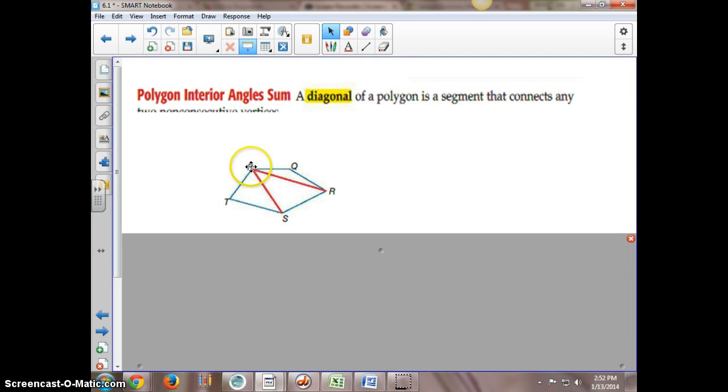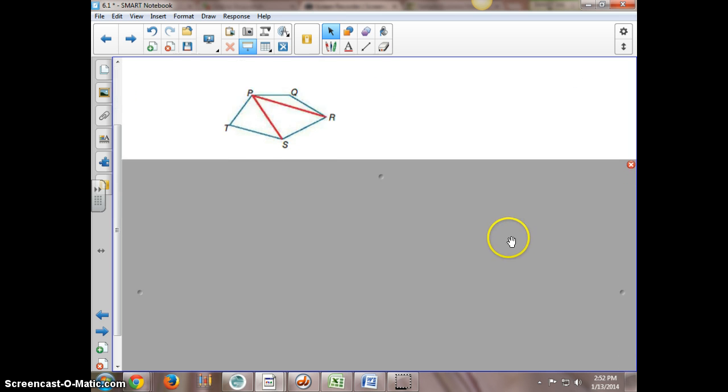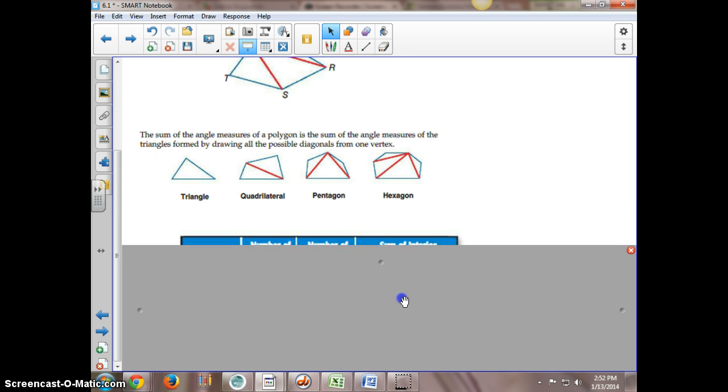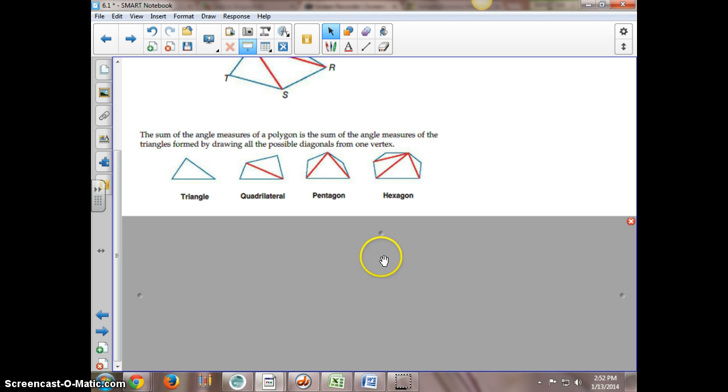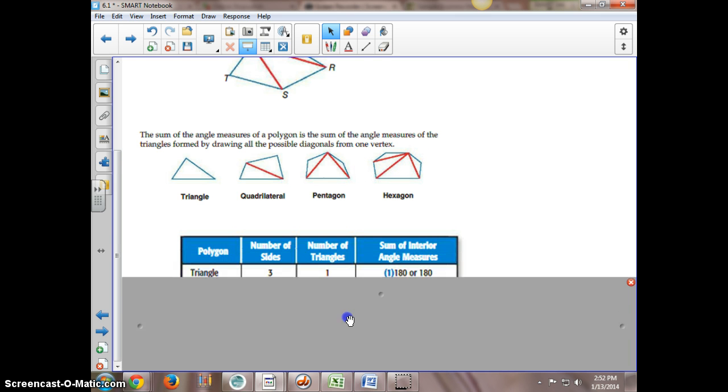Diagonals from a point are the segments that connect any non-consecutive vertices. So P to S or P to R, but we couldn't put P to Q or to T. So in the case of this pentagon, there are two diagonals. And the interesting thing is those diagonals have a relationship with the sums of interior angles because diagonals form triangles. So quadrilaterals form 2 triangles, pentagons form 3, hexagons 4, and so on.